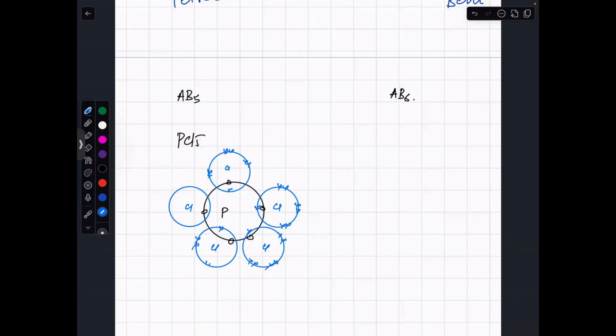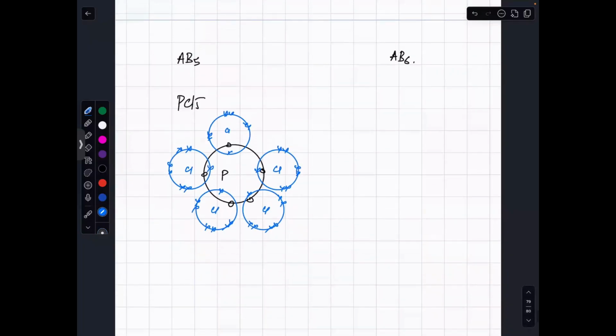Look, this is 1 pair, 2 pair, 3 pair, 4 pair, 5 pair. So are these 5 equally repelling each other? And how do they arrange themselves? It's like this: P with 3 Cl this way and 1 Cl up and 1 Cl down. Their angles are 120 and 90, and the shape is called trigonal bipyramidal.